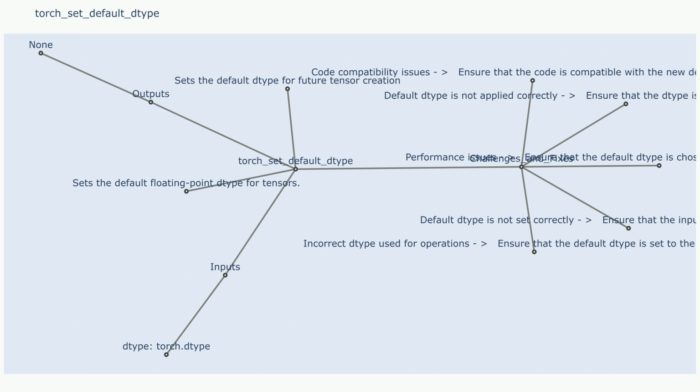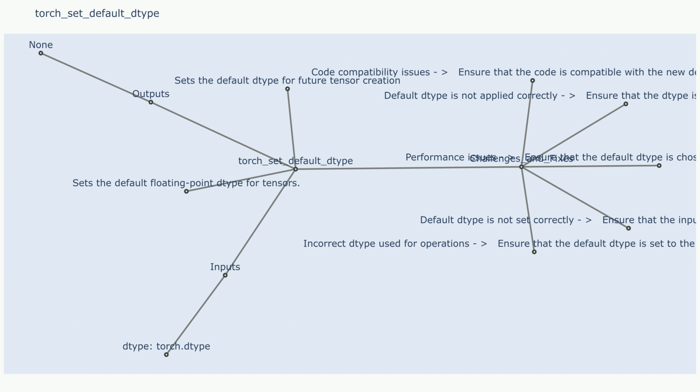Fixes. Always remember to reset the default data type to its original value after modifying it using torch.set_default_dtype(original_dtype) to maintain consistent behavior across your code. Use the torch.get_default_dtype function to retrieve the current default data type if you need to revert to the original setting. Challenge 5.